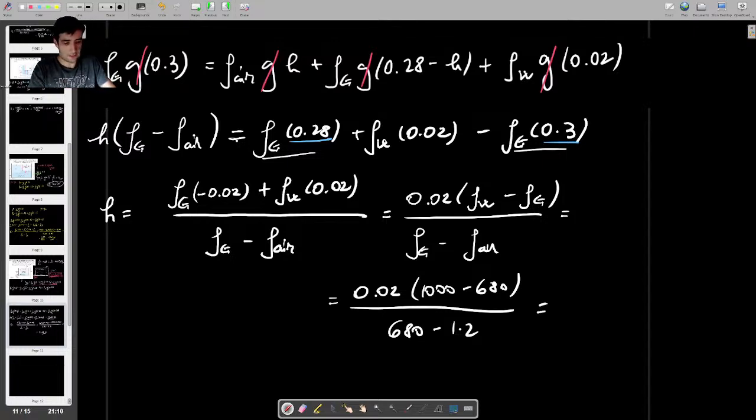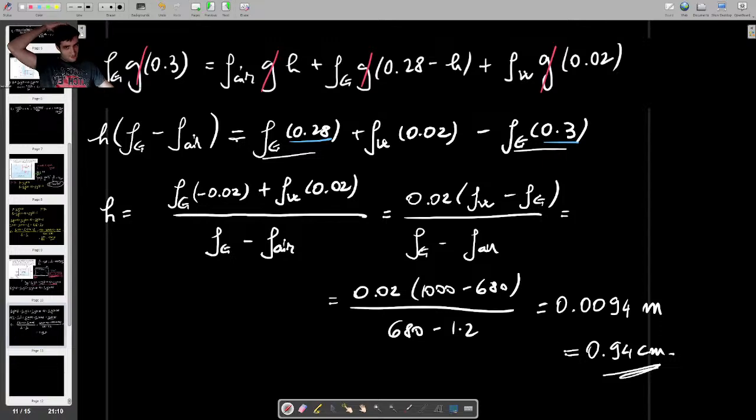Okay, well, let's see. So we have 1000 minus 680 times 0.02 divided by 680 minus 1.2. Okay, so the answer is 0.00094 meters, which is 0.94 centimeters. So yes, Yadav, well done. You actually got it the first time around. So again, this is what you should do when you don't have the answers with you. Always do this kind of sanity check.